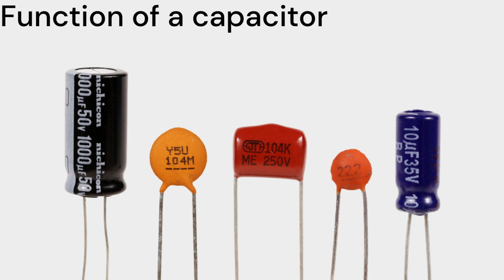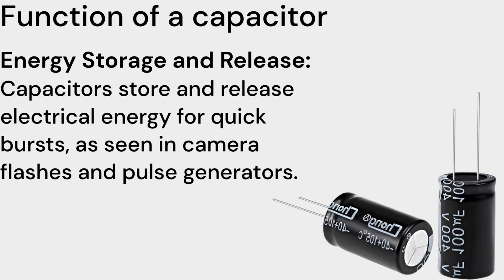It serves as a temporary energy storage device that can influence the behavior of electrical signals in various ways. Capacitors have a wide range of applications in electronics, and their primary functions include energy storage and release. Capacitors store and release electrical energy for quick bursts, as seen in camera flashes and pulse generators.